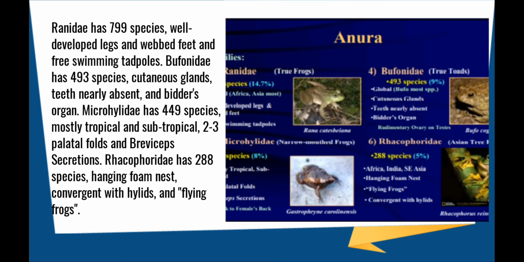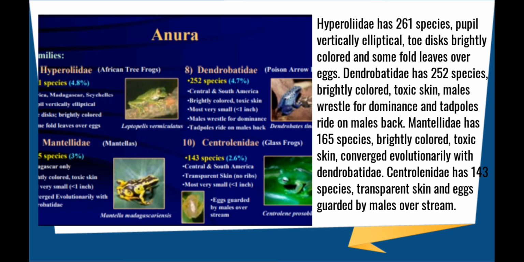They are convergent with hylids, and they are flying frogs. The Hyperoliidae has 261 species. Their pupil is vertically elliptical, their toe disc is brightly colored, and some fold leaves over eggs. The Dendrobatidae has 252 species, and they are brightly colored and their skin is toxic. The males wrestle for dominance and tadpoles ride on the males' backs.